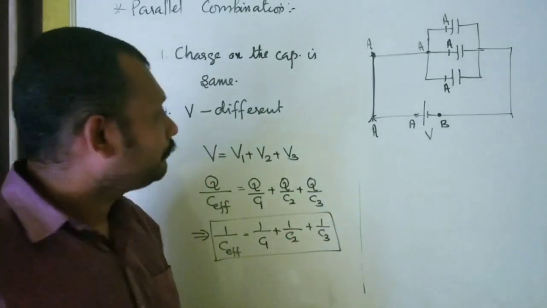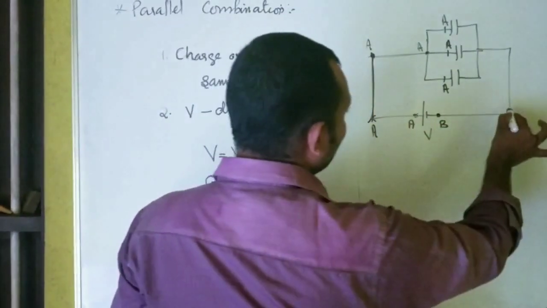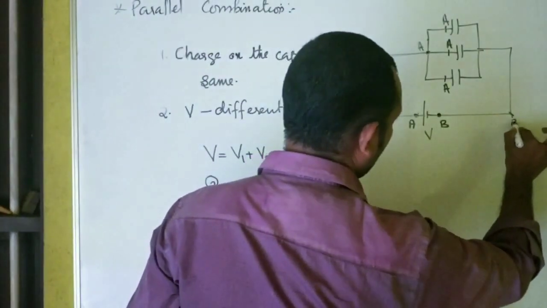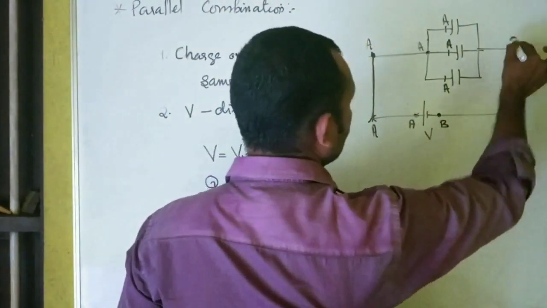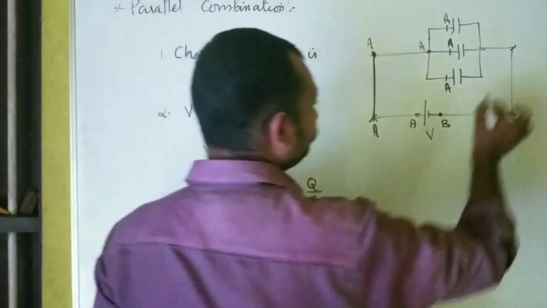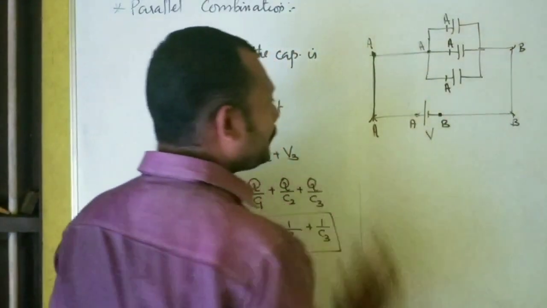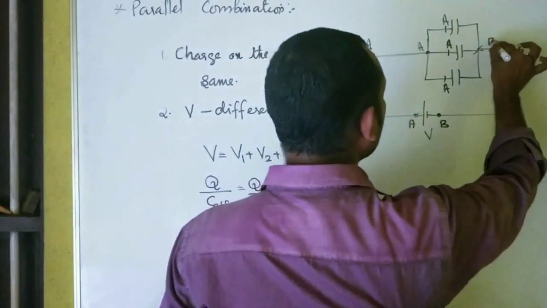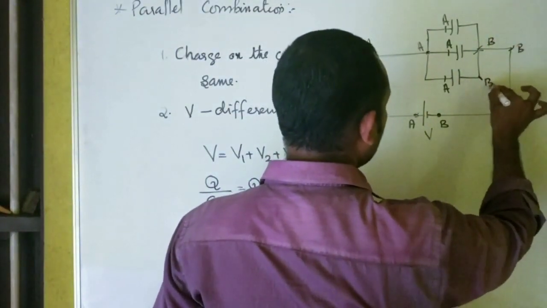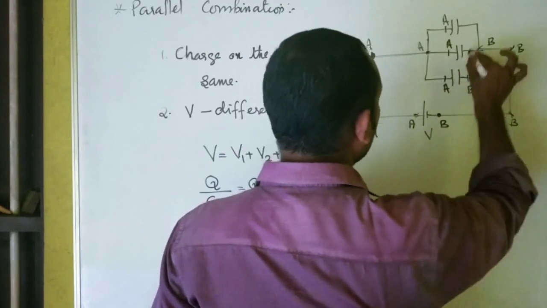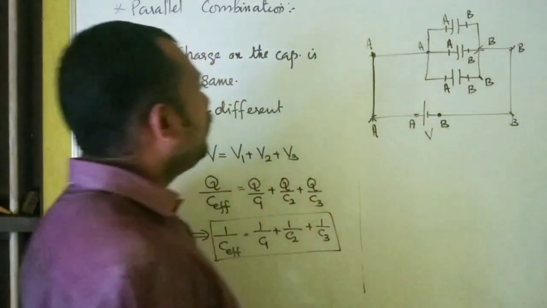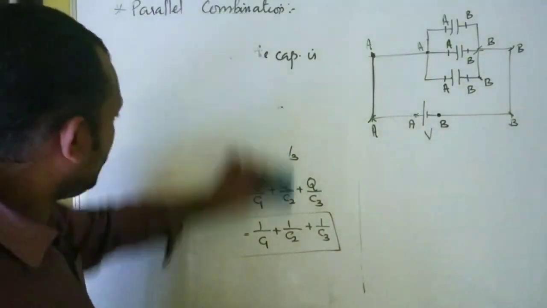Ready? Now this point is B. Tell me what about this point? Joined by the same conductor. B. What about this point? Joined by the same conductor. B. No resistor, neither capacitor, nothing here. What about this point? B. Every other point marked here is also B. Now you can see what?